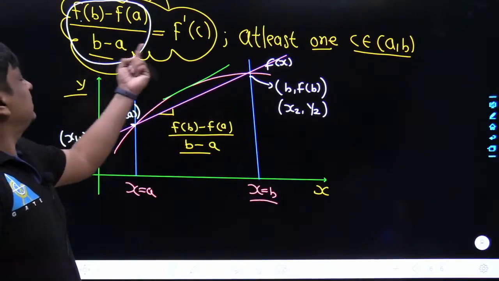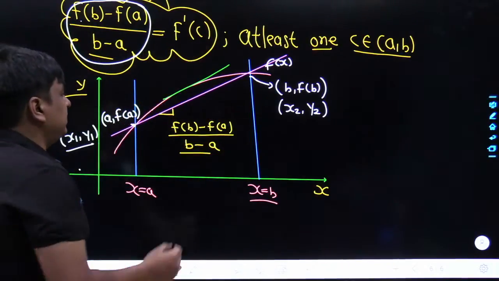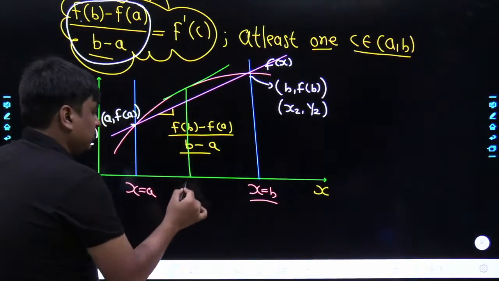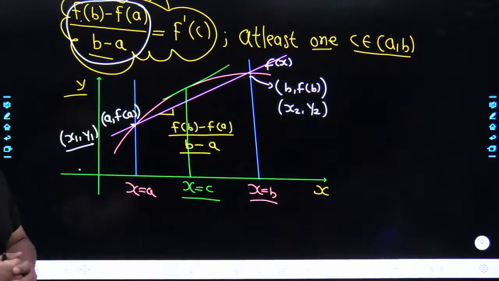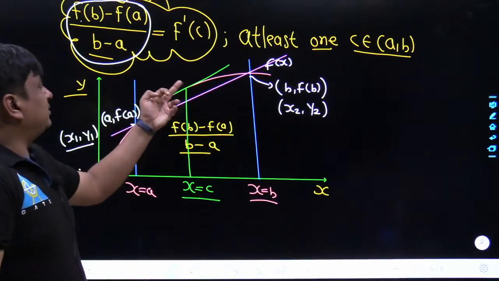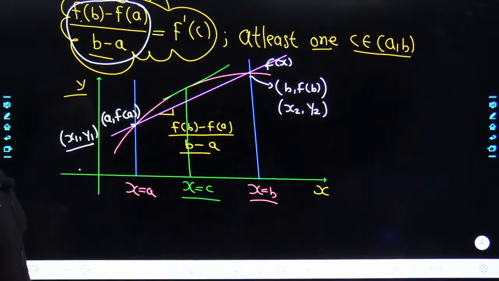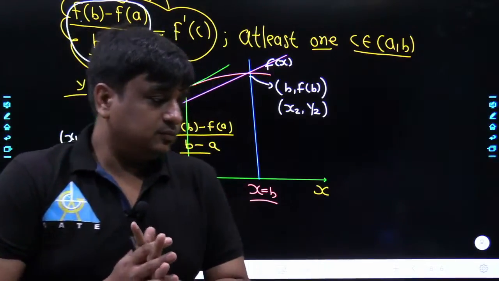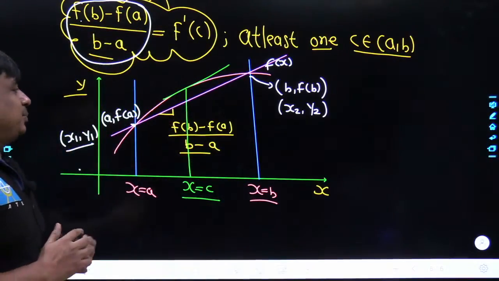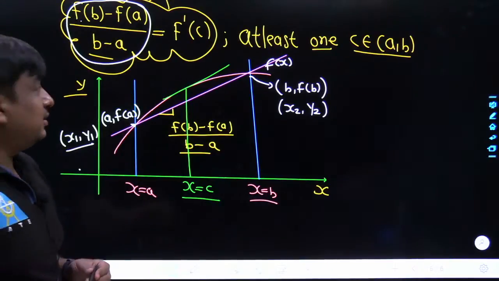So easily I can say the slope at the instantaneous point x equals c is the same as the slope (f of b minus f of a) divided by (b minus a). Is that part clear? Till this, is that part clear?